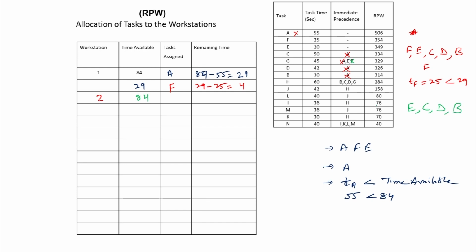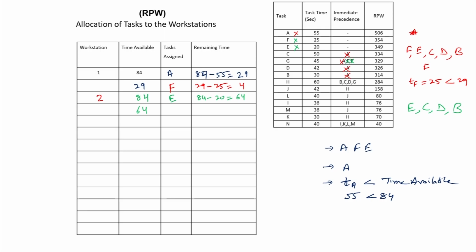Now, the feasible elements are E, C, D and B. These are the 4 elements which can be assigned. Out of that, the highest RPW is for E, that is 349. So, I will assign E here. The time of E is 20 seconds. Once this is assigned, the time available is 64 seconds. E is assigned, so I will delete E from this list.